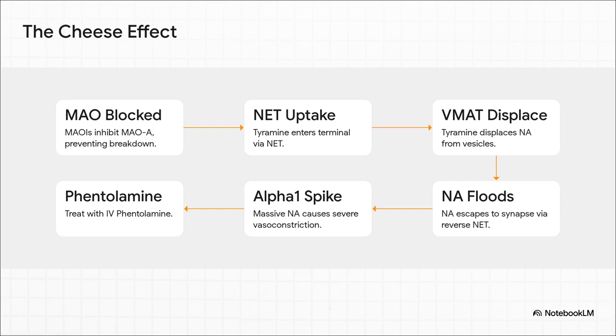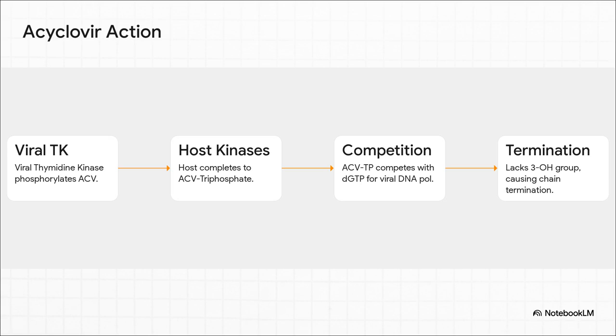NET. Step 5. Because it isn't being degraded, this wave of NA intensely stimulates alpha-1 receptors, causing extreme vasoconstriction, and beta-1 receptors, spiking the heart rate. Step 6. The vital rescue treatment for this crisis is IV phentolamine, which is a non-selective alpha antagonist used to break that severe vasoconstriction.